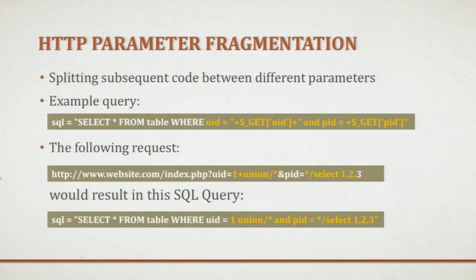The WAF only sees this payload 1 plus union, or space union, sorry, and sees this payload select 1, 2, 3, and tries to match every value against the rule set. It doesn't find any match, so it forwards it to the backend, and the backend interprets it like this, and we have our SQL injection.